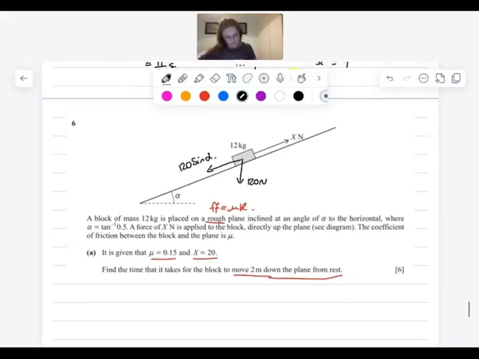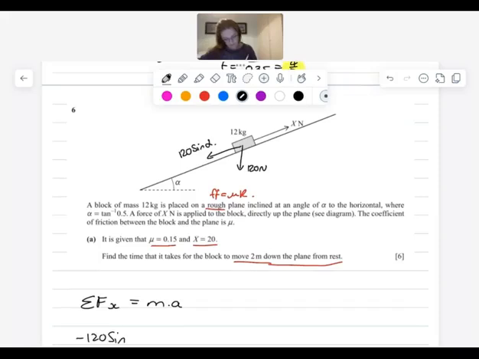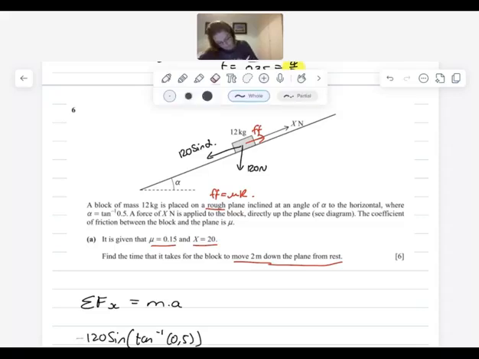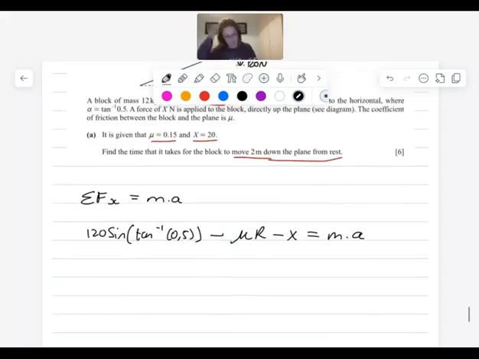So I just want to see my sum of my forces in the x direction is mass times acceleration. So minus 120 sine alpha, which is inverse of tan. 120 minus 120 sine alpha. There is friction. So friction in this case is going to be acting up. This is going in the positive direction. Sorry, it's going down. Minus friction, minus X is mass times acceleration. Let's fill in a bit more unknowns.